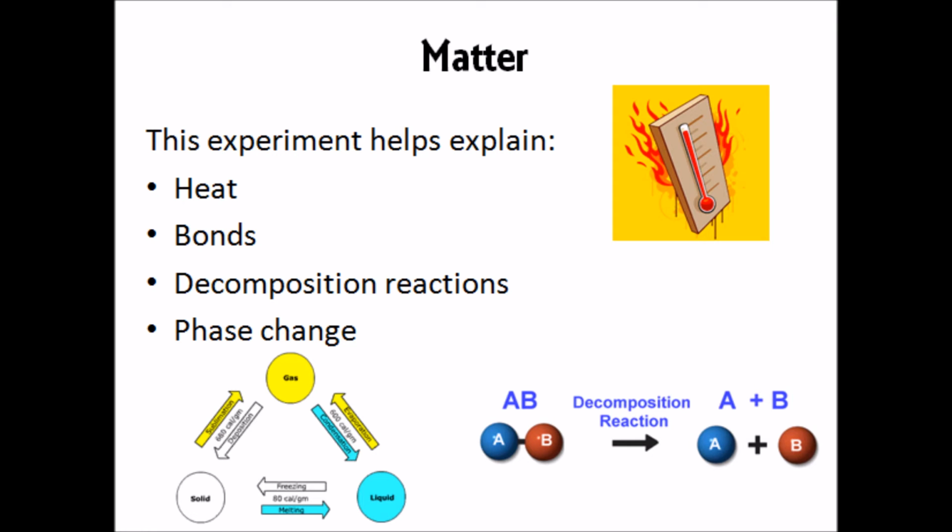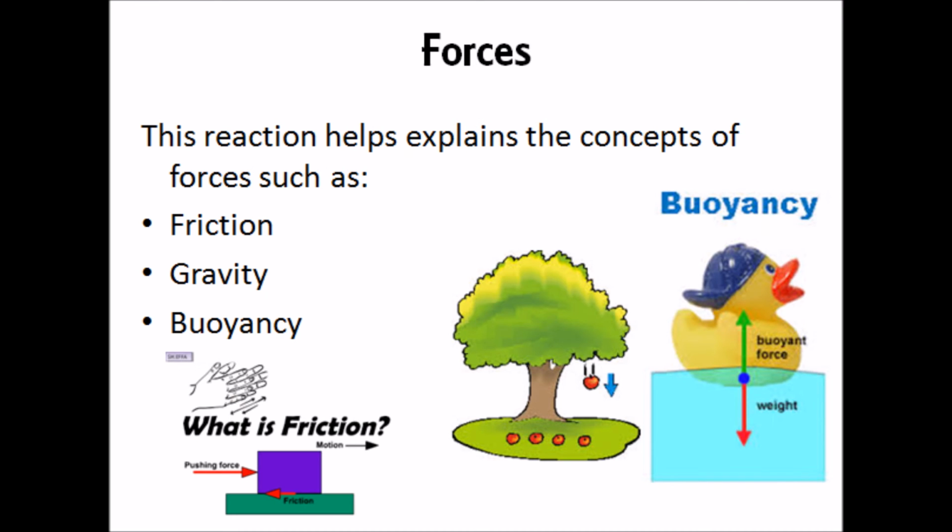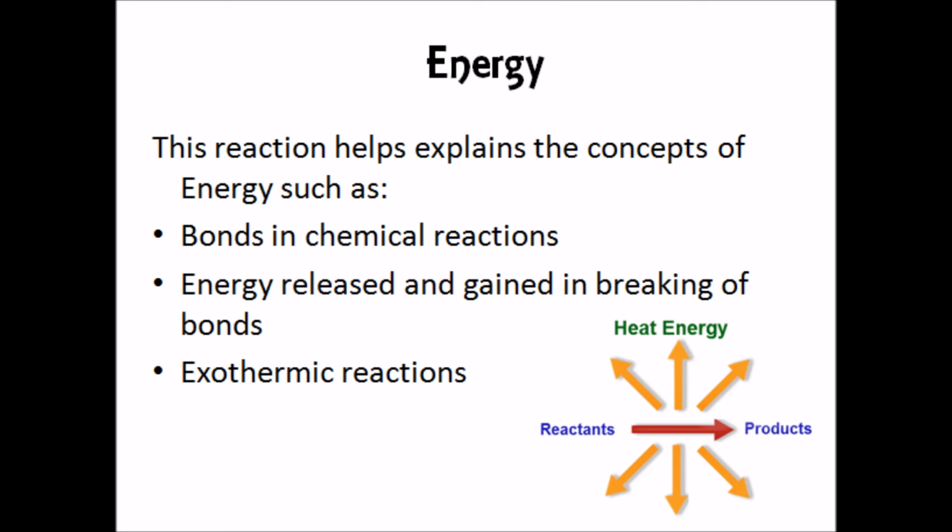Overall, the experiment elephant toothpaste demonstrates many concepts from the 3 big ideas. Matter can be used in the form of basic chemistry to explain several concepts such as heat, bonds, decomposition, balanced chemical equations, the generation of bubbles, and phase changes. Forces, which demonstrates how friction, gravity, and buoyancy play a role in the real world, and energy, showing us how bonds that store energy are able to be broken in order to give us a release of energy in the form of heat in an exothermic reaction.